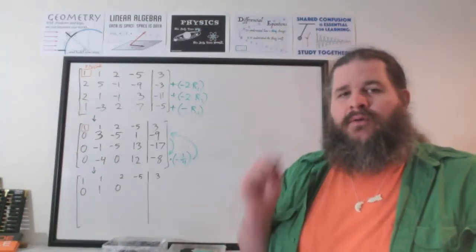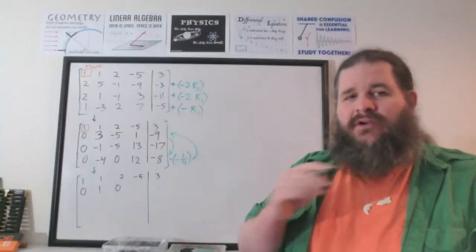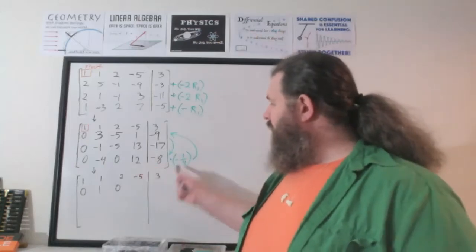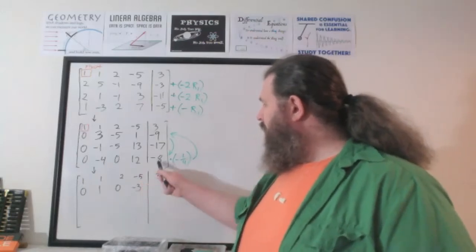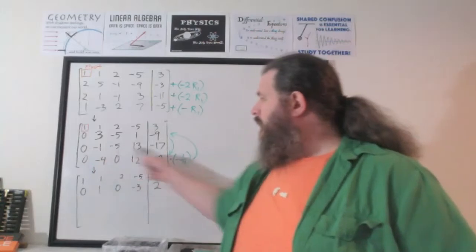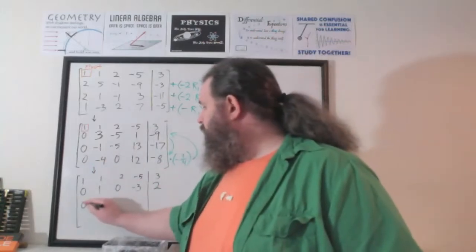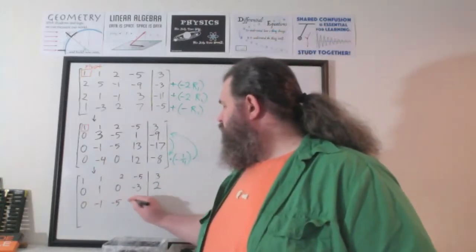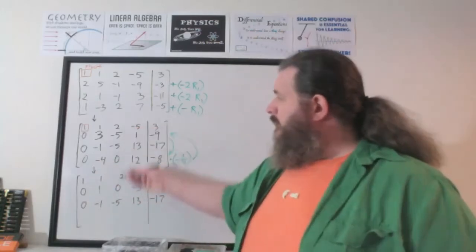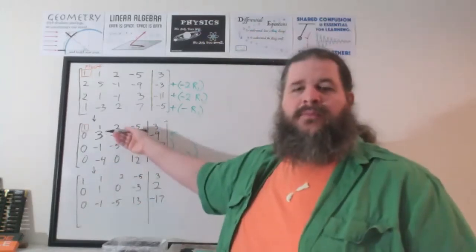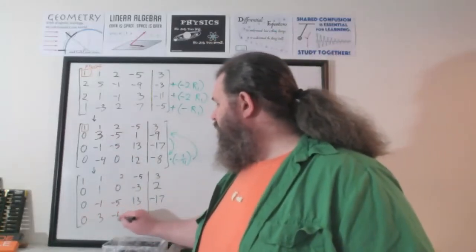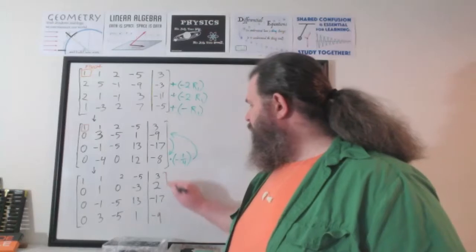If you can find a row with a 1 in the place you want and a lot of zeros, that's going to be much easier to work with. And then 12 times -1/4 is -3. -8 times -1/4 is +2. Third row, we're keeping exactly the same. And the 4th row, we're swapping with the second row. So the previous second row becomes the new 4th row. 0, 3, -5, 1, -9.